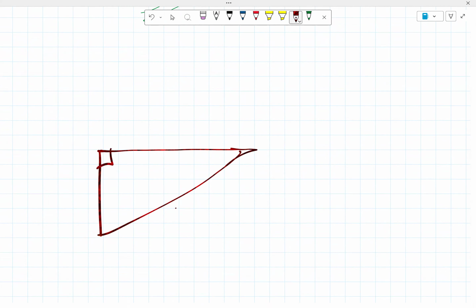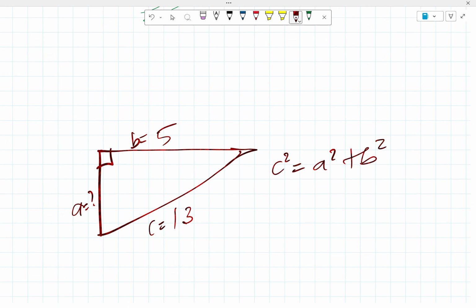So this is now 13. And then you have, say, B is 5 now. This is your C, and you're looking for A. What is A? So we know that C squared is equal to A squared plus B squared, according to Pythagoras theorem. So that means 13 squared is equal to A squared plus 5 squared. So that means 13 squared is equal to A squared plus 25.